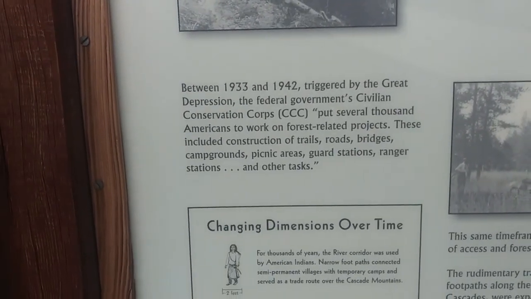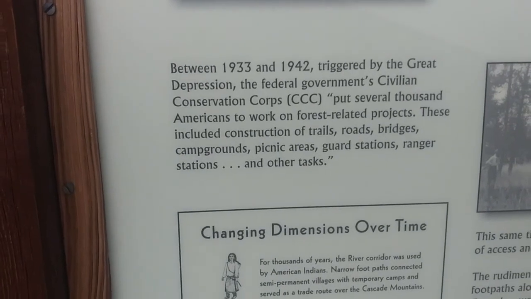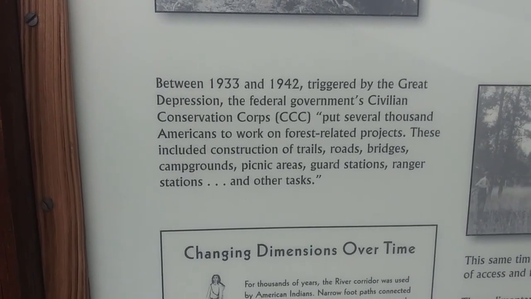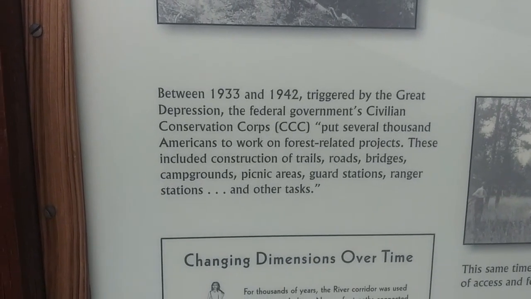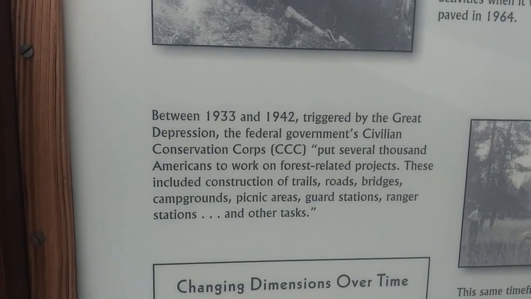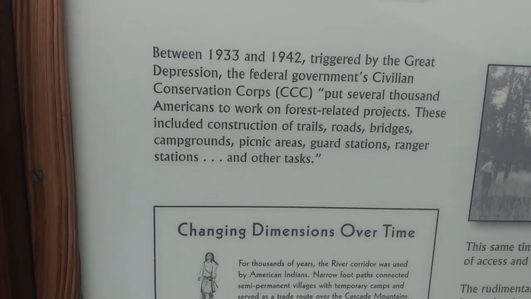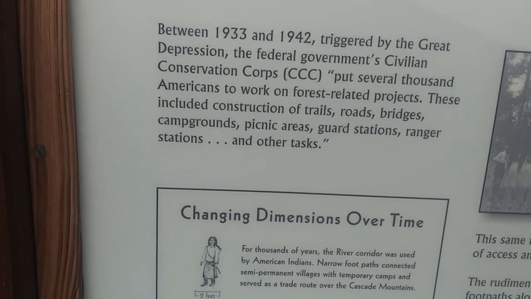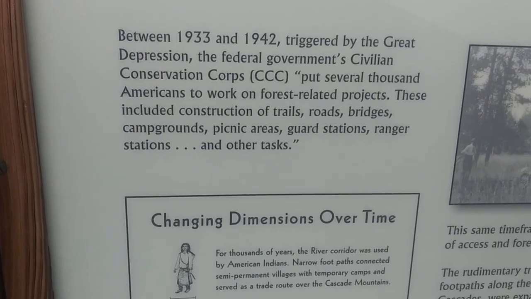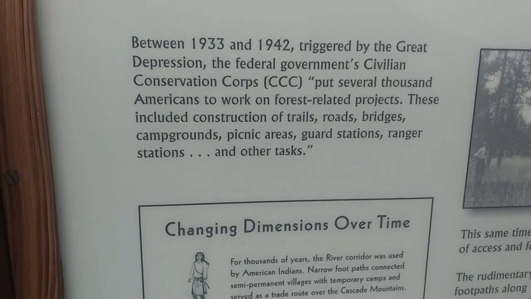See, changing dimensions over time. For thousands of years, the river corridor was used by American Indians. Narrow footpaths connected semi-permanent villages with temporary camps and served as a trade route over the Cascade Mountains. Homesteaders gradually moved into the drainage, packing supplies on horses and mules. Trails only needed to accommodate the width of a pack animal and later wagons.